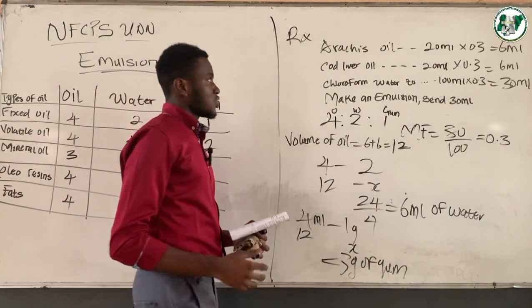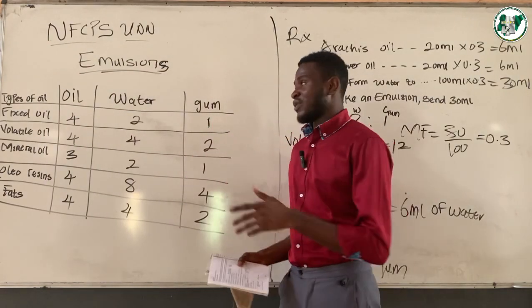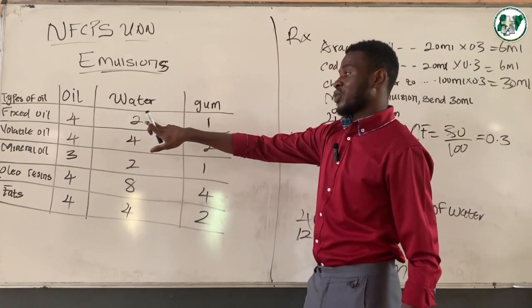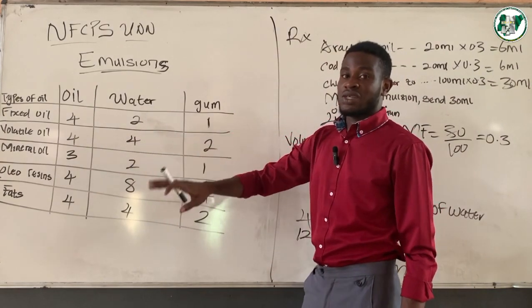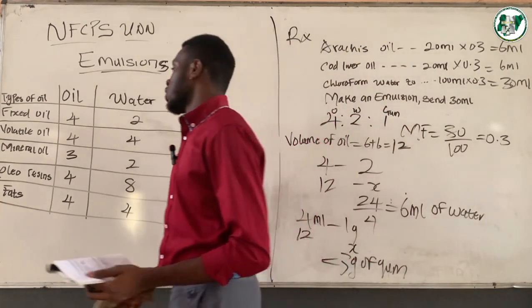Now, in solving this question, it's important that you know what type of oil you are given, because the type of oil you are given will determine the ratio you would use in getting the volume of water you would require for that particular emulsion, and also the amount of gum you use for that particular emulsion. So over to the next question.